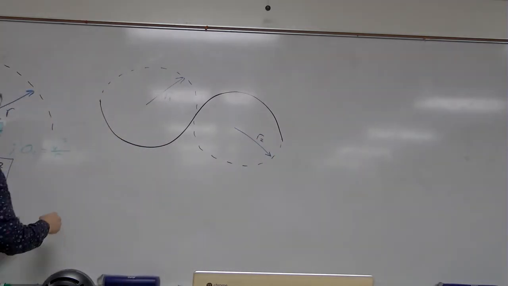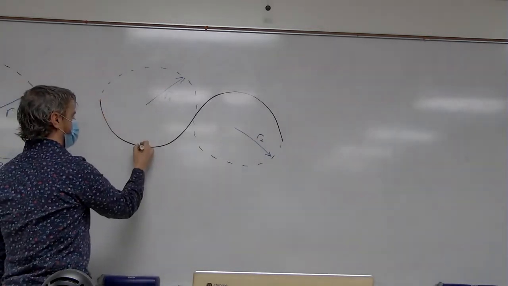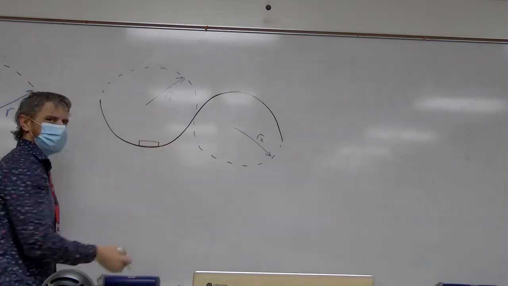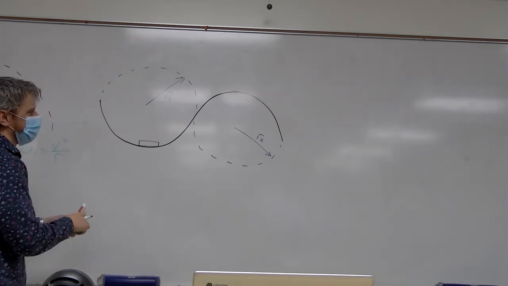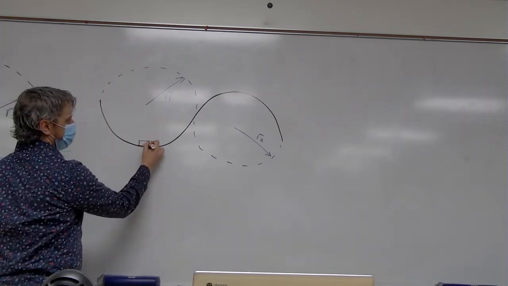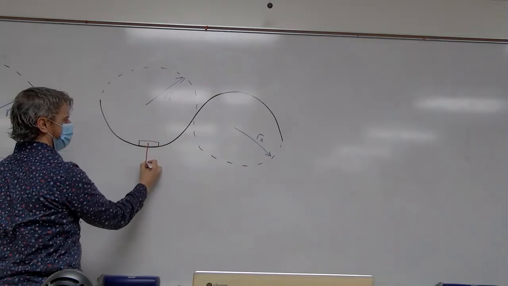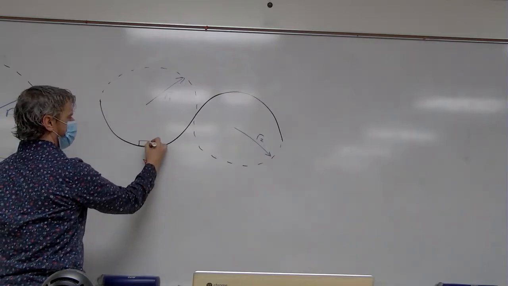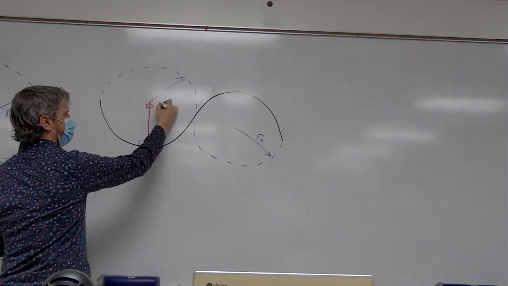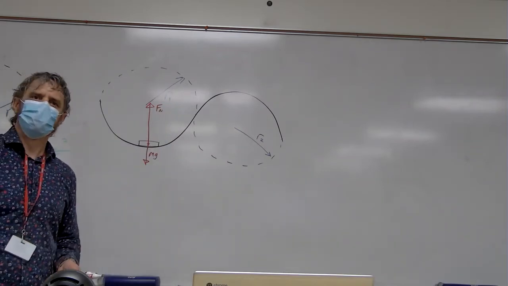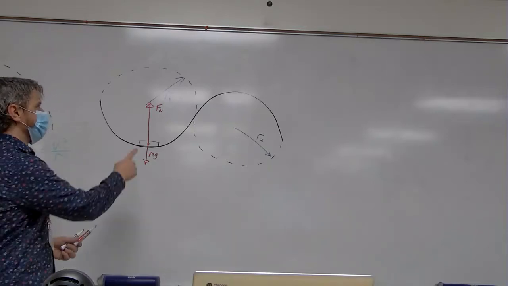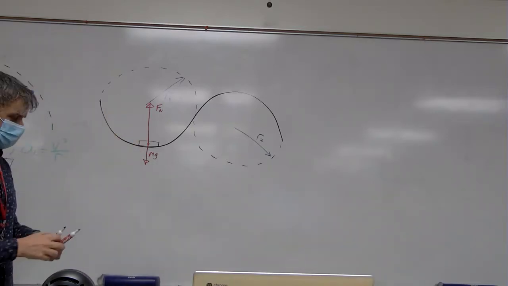So when you go down here, think of a roller coaster going through a dip. You feel heavier, right? You feel like you're being pushed down into your seat. And that's because you're accelerating towards the center of the circle. So the normal force that acts on you here must exceed your weight force. Just like in an elevator, the normal force must exceed your weight force to accelerate you up. The normal force here must be larger than your weight force.